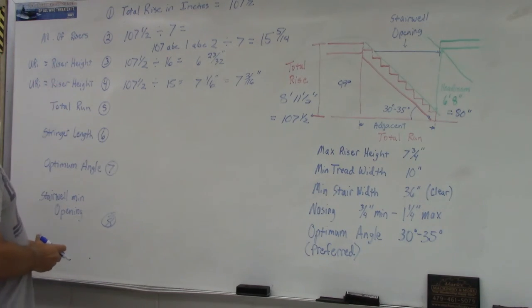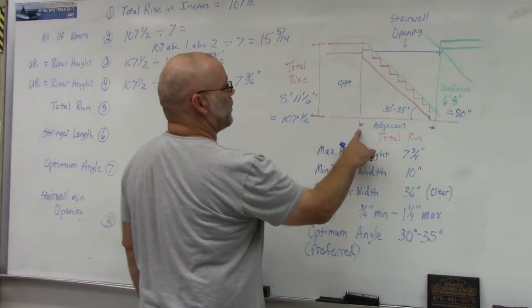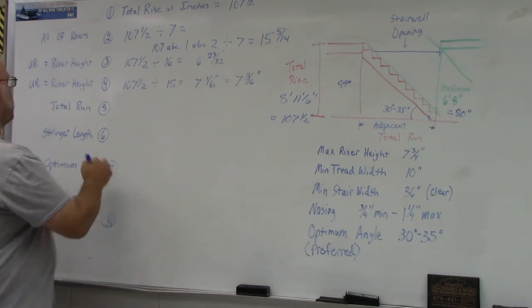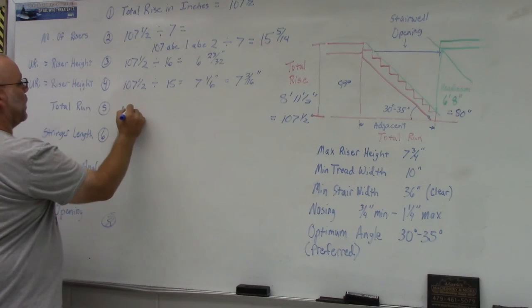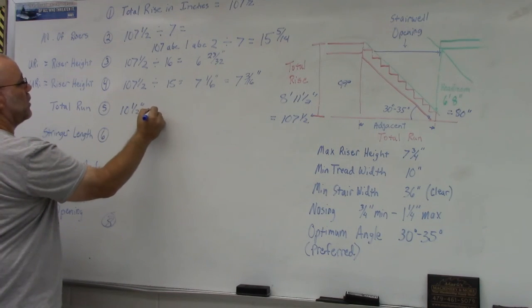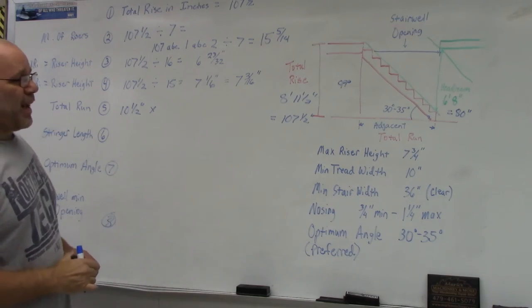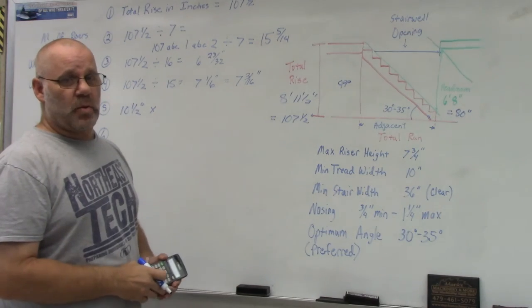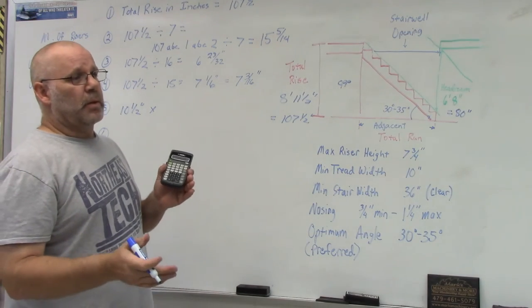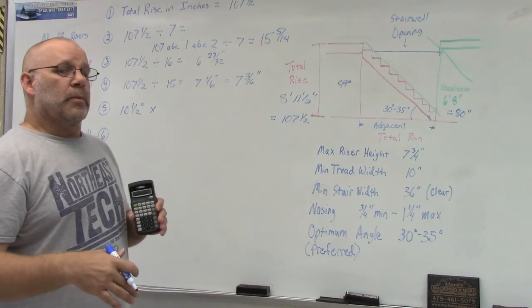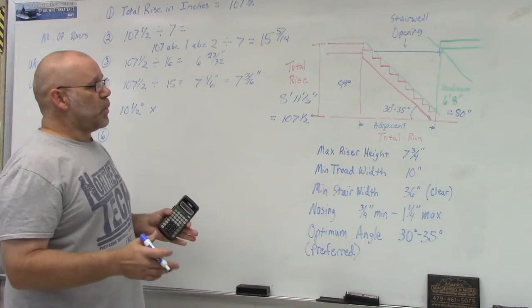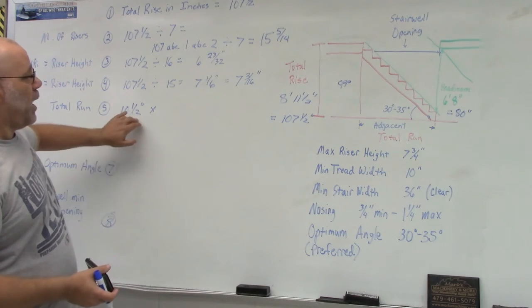All right, next thing we're going to figure out is our total run. Our total run is the distance from here to here. For the total run, we're going to take 10.5 inches. The reason I use 10.5 is that a lot of times I'll use a 2x12 as a tread. If you put a riser, you can get 3/4 of an inch for a riser. You have 3/4 of an inch of nosing, and it just works out good if you use 10.5.